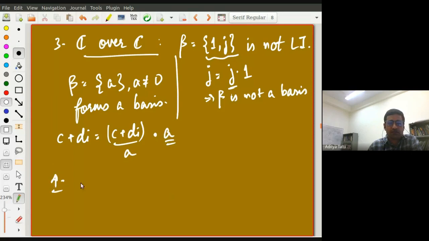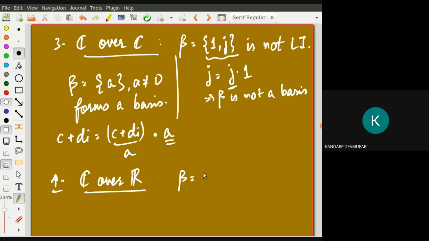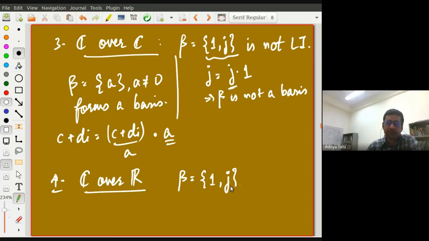How about C over R? You come up with a basis. 1, j. This forms a basis. They are linearly independent because you're not allowed to pick complex-valued scalars. So you will need these two vectors as a basis.